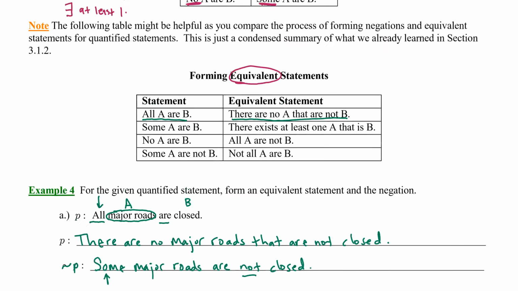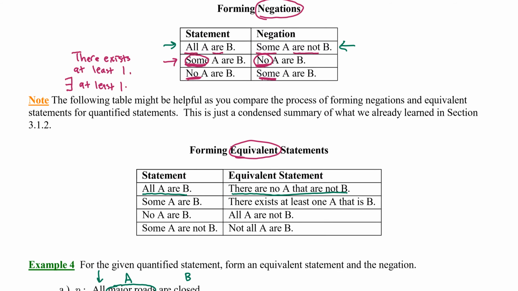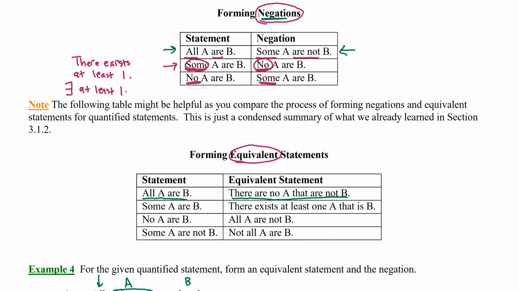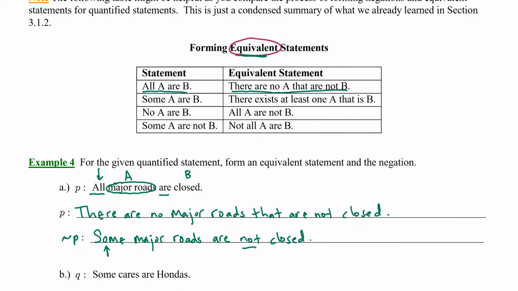Again, as you work through your homework, keep these two tables handy. Make sure you know one is for forming negations, one is for forming equivalent statements.